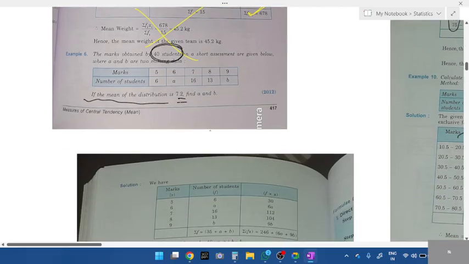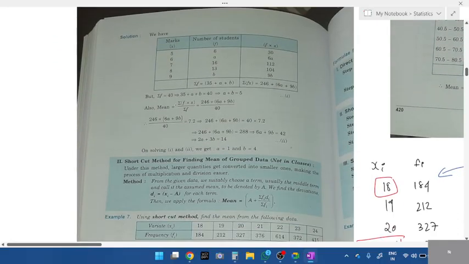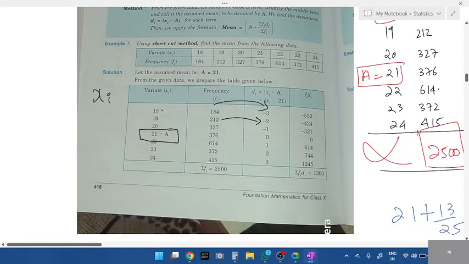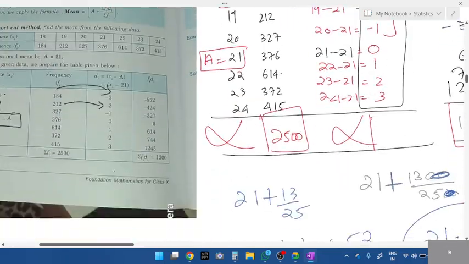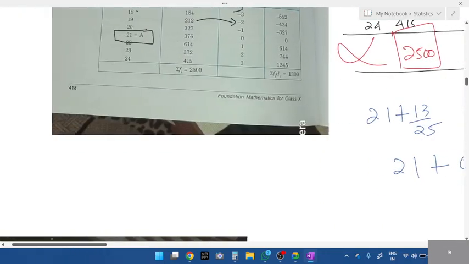Then one more question type: a value will be missing. In any one value, the unknown variable will be missing. They'll give the mean value. Look at example 5. Go through example 5. Then step deviation. Look at step deviation. In step deviation, you have a question. Assume mean method, you have a question.